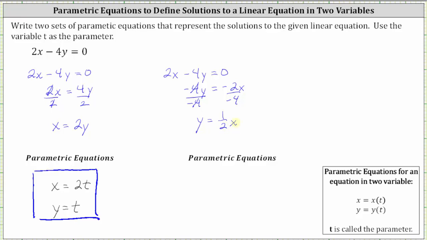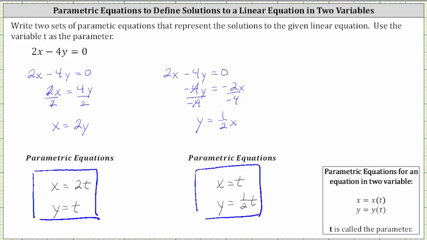Here, because we have the equation solved for y, the easiest way to write the parametric equations would be to let x equal t. Notice if x is equal to t, then y is equal to 1/2 times t, or y equals 1/2 t. These parametric equations also represent the solutions to the given linear equation.